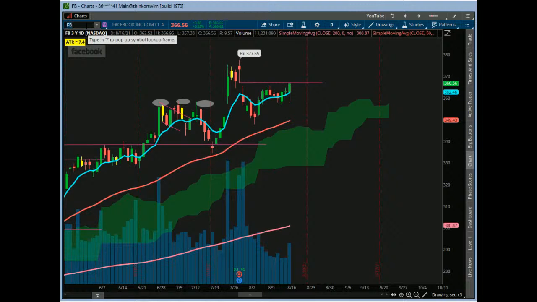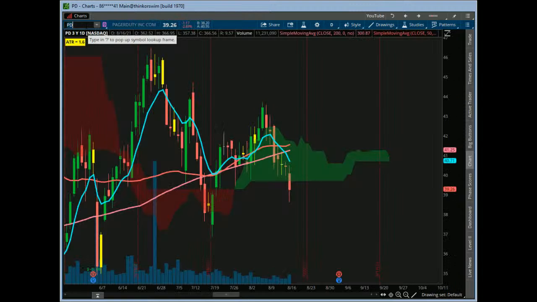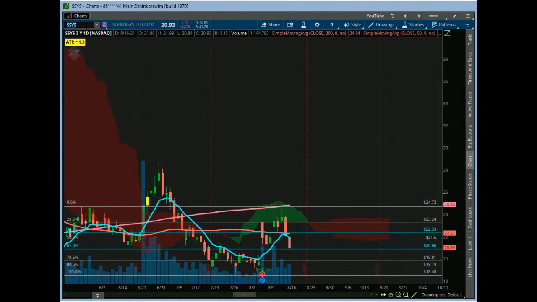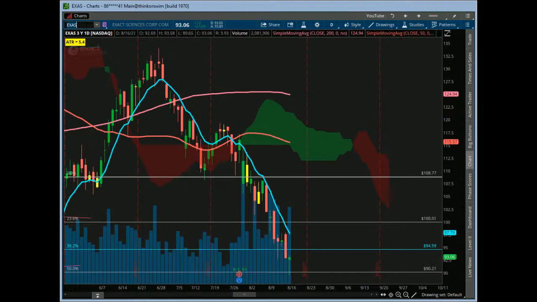So good stuff there. Options Rock sent a few in via Twitter. Thanks, guys. Really appreciate everything. Shirley, Otas. Options, I would say like PD breaking down here below the cloud, so a little bit of caution there. SSYS, big breakdown with increasing volume under the ADMA, so a little bit of caution there as well. EXAS, nice hammer here with increasing volume, so see if that can break over today's highs and keep going.